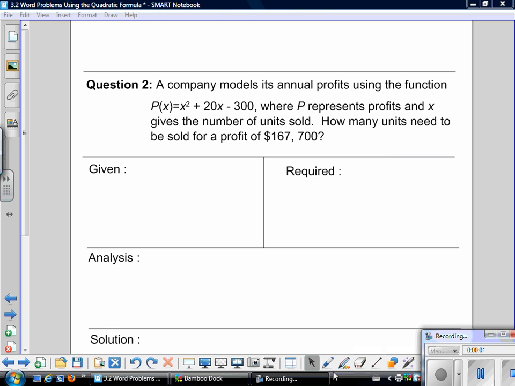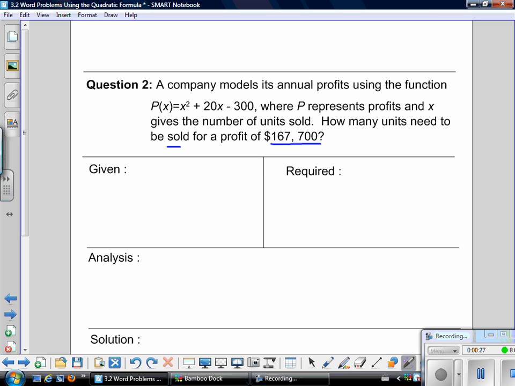So the second word question we're going to look at is the following. A company models its annual profits using the function P of X, where P represents profits and X is the number of units sold. It asks how many units need to be sold for a profit of this number.